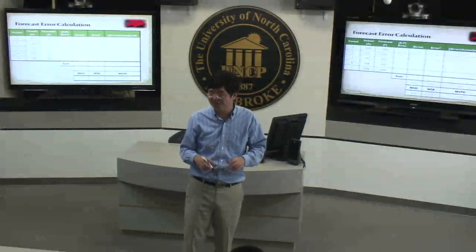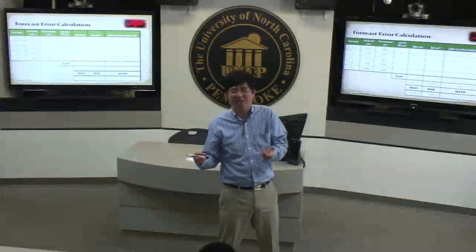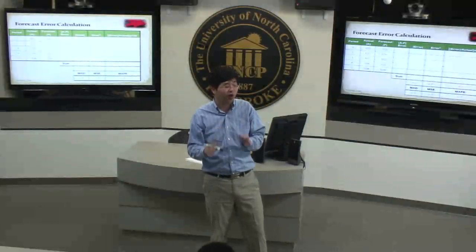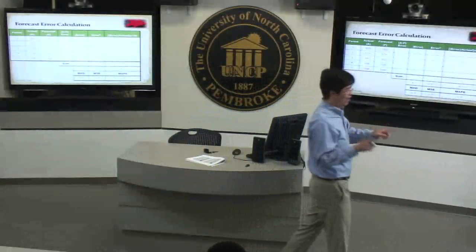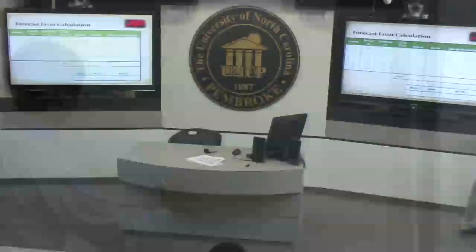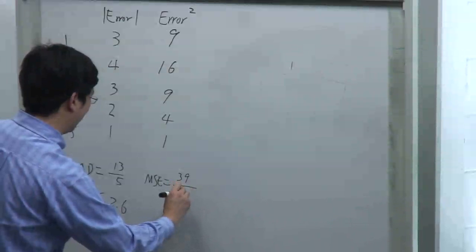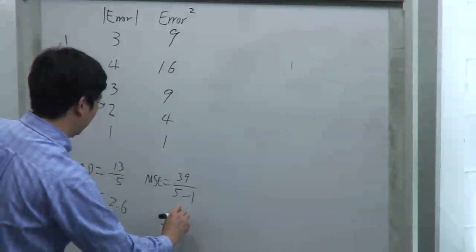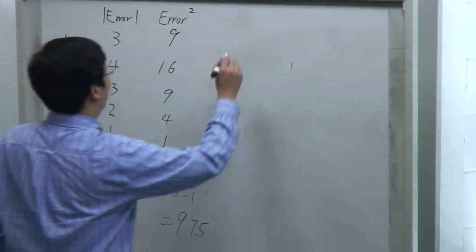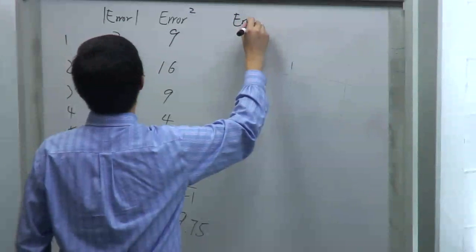Minus 1. Right? I believe some of you made a mistake before when you did that step. It's always n minus 1. But population standard deviation is n. So when you do the MSE, you should recall that it's always n minus 1. And who can tell me the summation of error square? 39. 39 divided by 4, and you get 9.75. Great. The last one is the percentage.